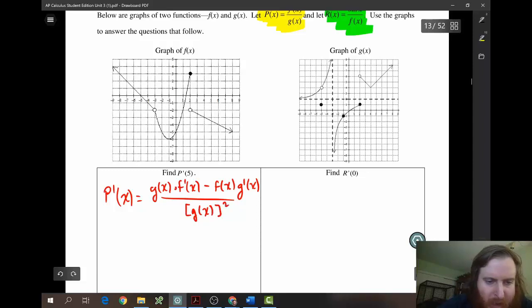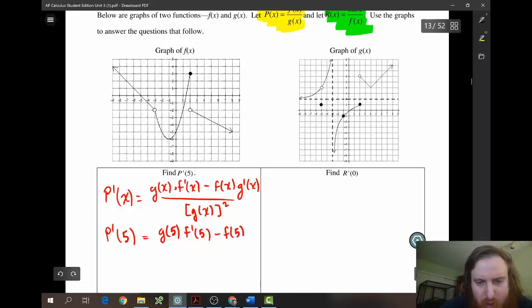And then again, you can technically skip this step, but I like to plug in 5. It just makes my life easier when I'm going to plug everything in. But if you want to skip this step, you'll still get full credit. Basically, you would just plug them in as you went.